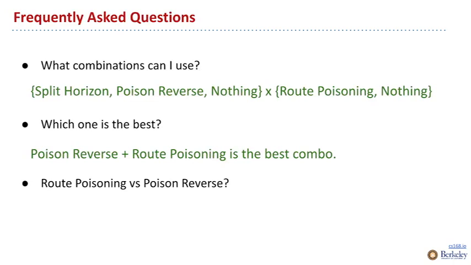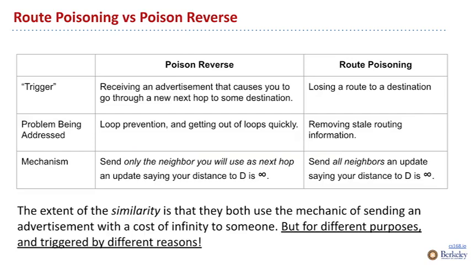So I would say poison reverse and route poisoning are the best combo. Finally, for comparing route poisoning and poison reverse, what is the difference? At the end of the day, we're all trying to decrease convergence time, how quickly our network gets back to a valid state. But in my mind, they're solving slightly different problems. While their mechanism is the same, sending infinity, they're triggered by slightly different things.